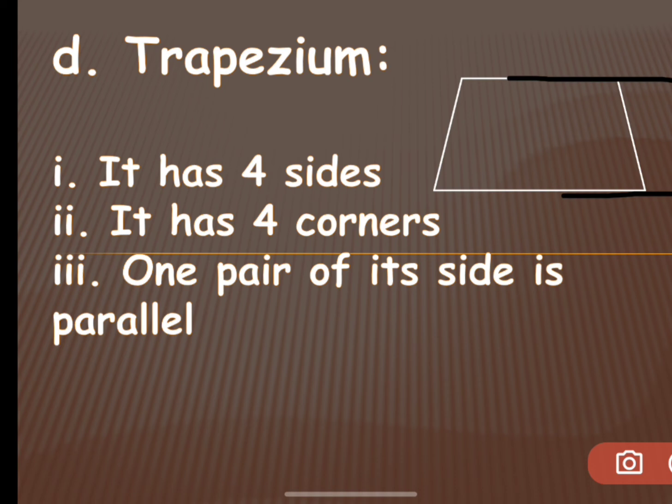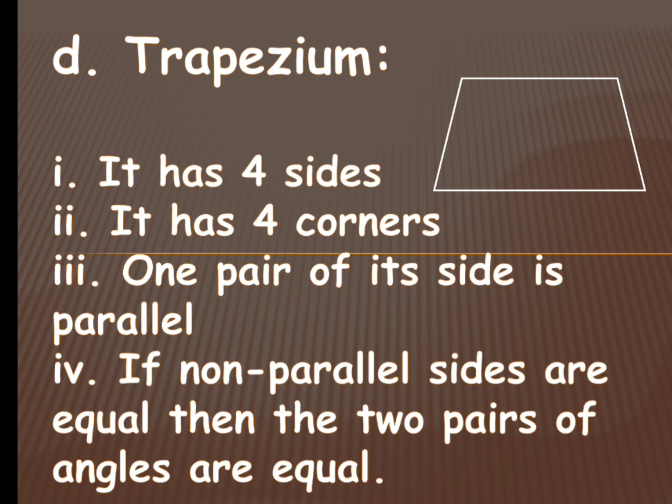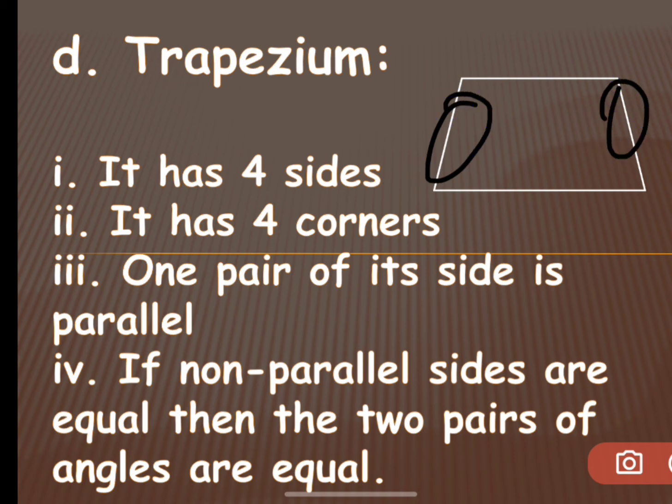Only one side. So if you extend these like this, they move like this and they intersect. That means one set of opposite lines is intersecting and one set is parallel. So we can simply say that one pair of its sides is parallel. Okay, next. And if the non-parallel sides, that is these two sides, are equal, it is not compulsory that they will be equal. If they are equal, then the two pairs of angles will also be equal.